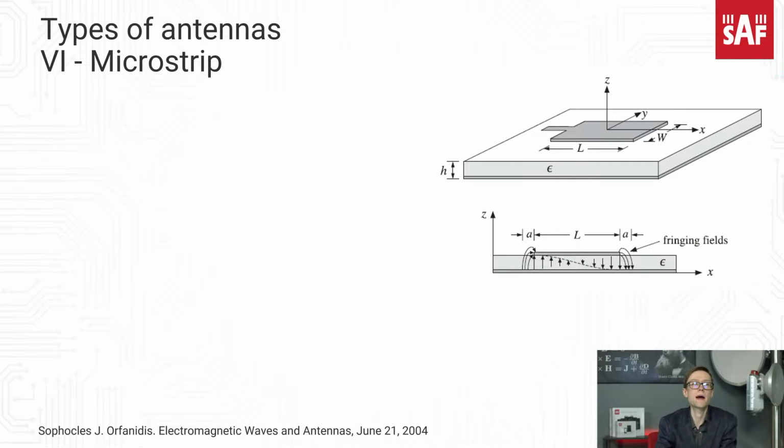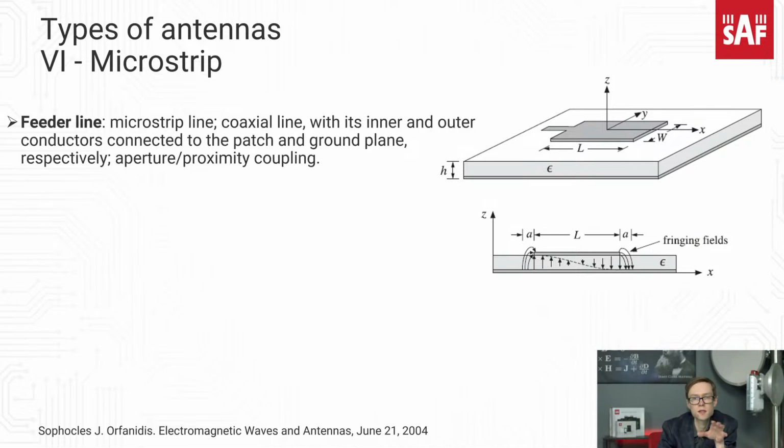The next type is microstrip antennas, and these are antennas which consist of the tracks on printed circuit boards and different shapes over the printed circuit boards. So the feeder line could be multiple. It could be just a microstrip line. It could be a coaxial line with its inner and outer conductors connected to the patch and ground plane. This type of antenna is also called patch antenna. So when I refer to patch, I'm referring to the same antenna. And it can be also driven by the aperture or proximity coupling.